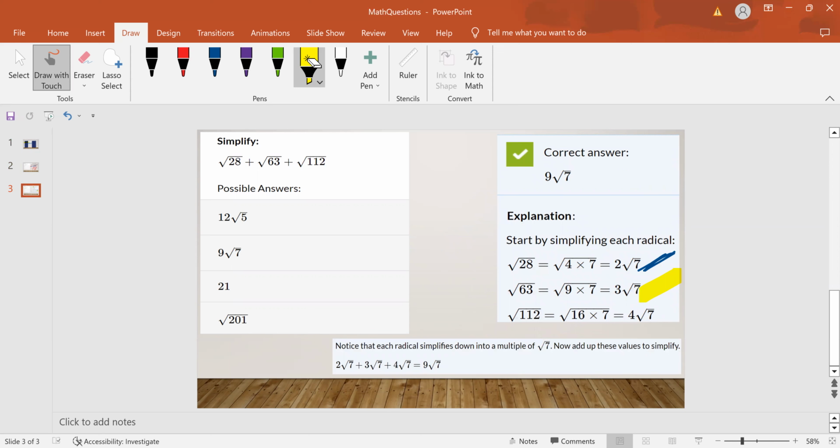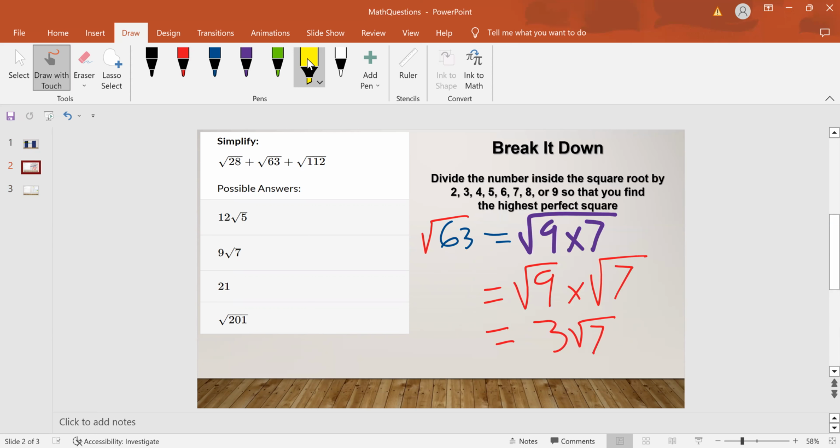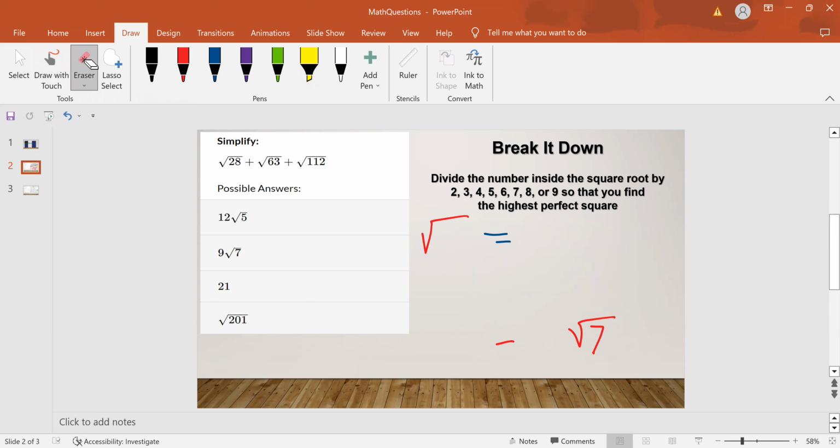We continue. The last one here is square root of 112, so we're going to break it down. The question is, again, what two numbers multiplied together give you 112? From the two numbers, one is supposed to be a perfect square, because 112 is not a perfect square.